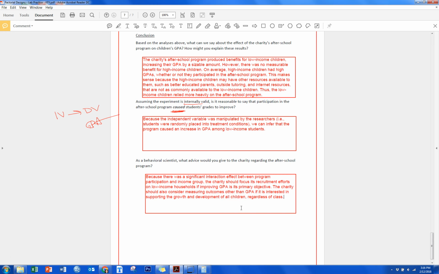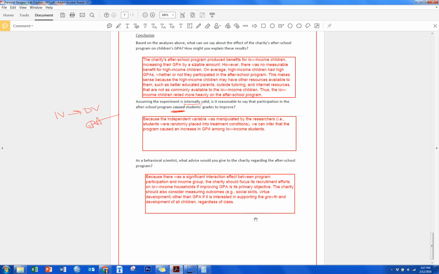We might suggest what those could be. Maybe it's improved social skills. So we could make an example of that, social skills. Maybe the high-income kids learn better social skills by participating in this program. It could also be virtue development. I don't know what this program does, but maybe they're teaching them virtues, teaching them how to be more pro-social and more caring and more generous to others.